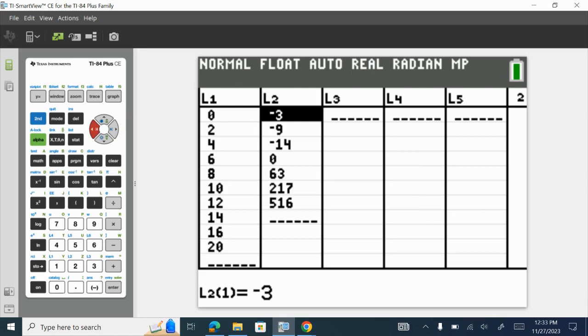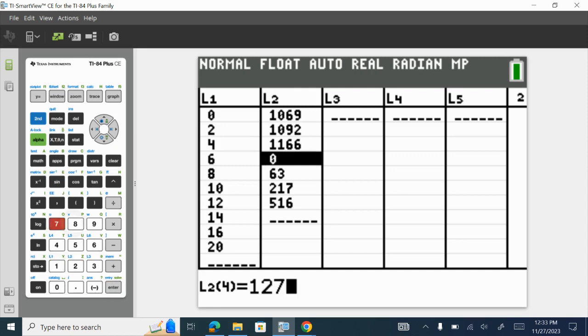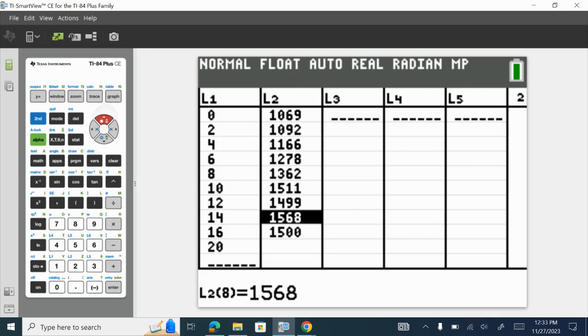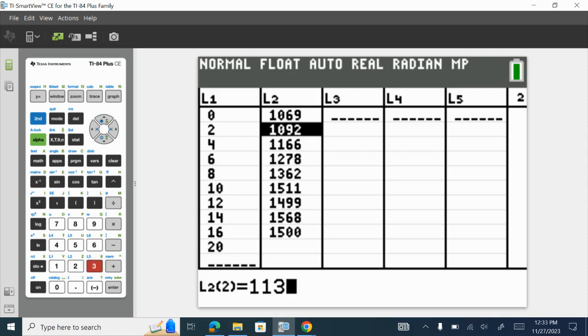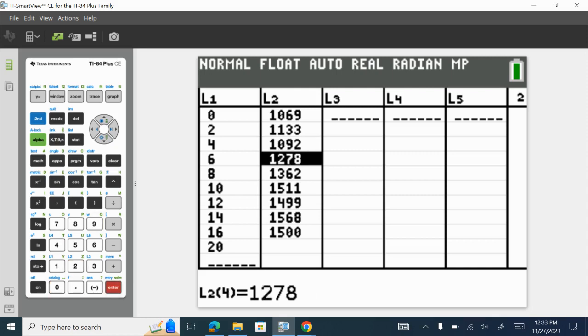Why does it keep turning? 9, 10, 92, 11, 66, 12, 78, 13, 62, 15, 11, 14, 99, 15, 68, and 1500. What did I skip? All the way up here. All right, cool. Y'all should have plenty of time to get all your data in here. Because what we're going to do is we're going to make a scatter plot.